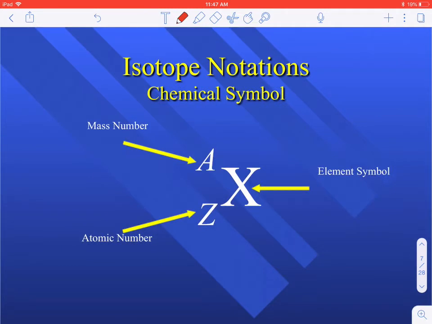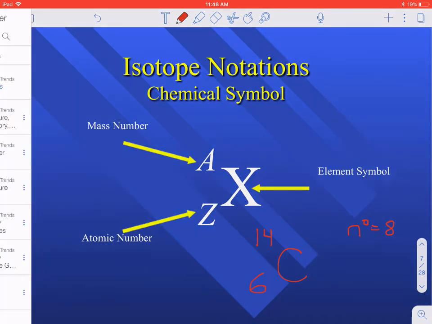Another way of writing this is to give a little bit more information. So you could also include the atomic number. In the same example, we had carbon. Carbon we know has an atomic number of 6. We also have 14 total protons plus neutrons. So not given here, but something you can figure out is the number of neutrons, which is 8, because 14 minus 6 is 8.